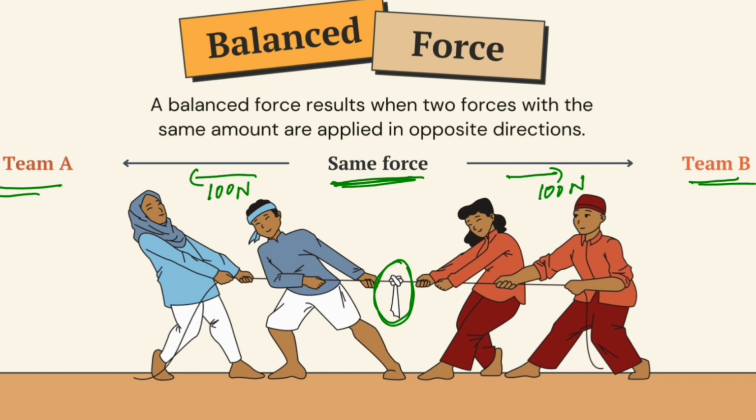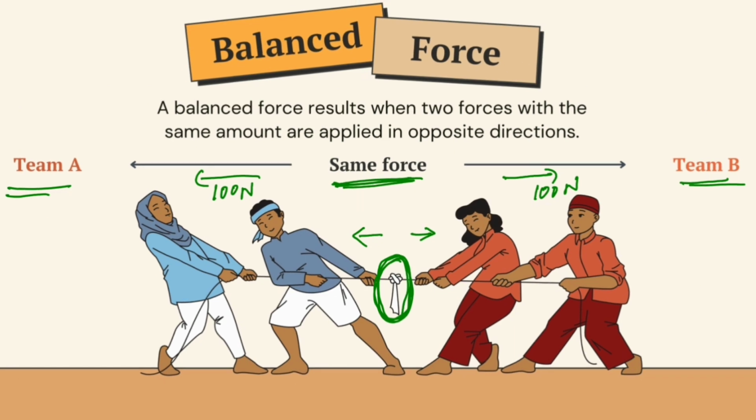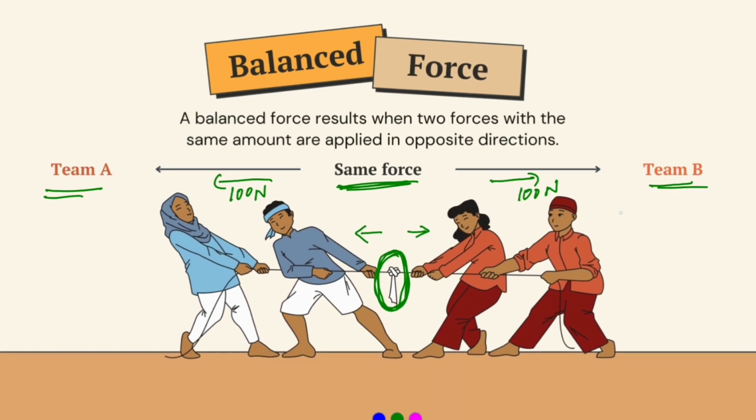Very good. Neither Team A nor Team B. Here the forces are balanced. Therefore, this object will not move either towards B or towards A. So we can say that no team is going to win in this situation. Clear?